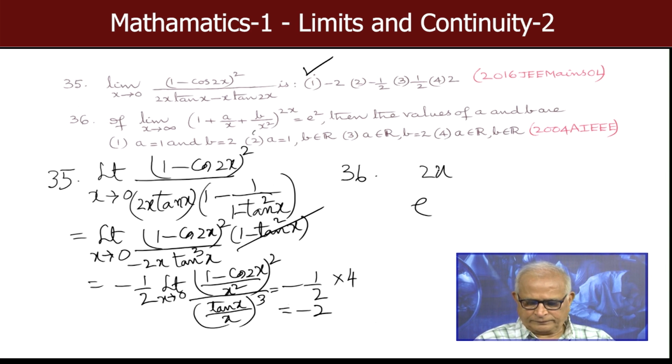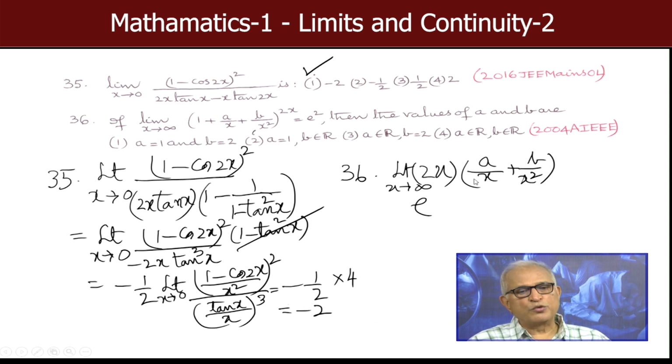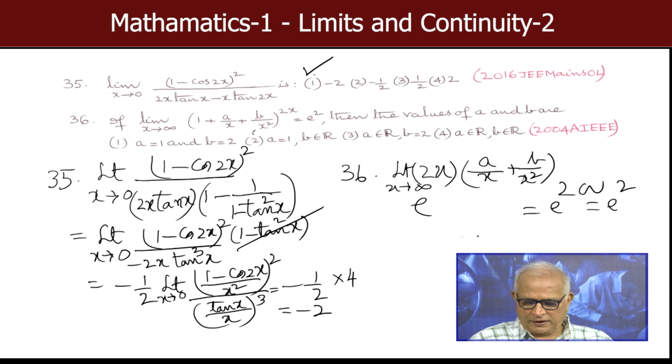limit as x tends to infinity of 2x times (a by x plus b by x square). Well, 2x into a by x is 2a, and 2x into b by x square is 2b by x. 2b by x tends to 0 as x tends to infinity. This being a constant, this is e power 2a. This is given to be e square for the value of a equal to 1.